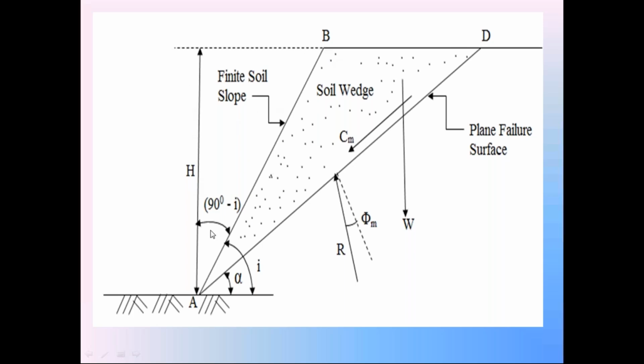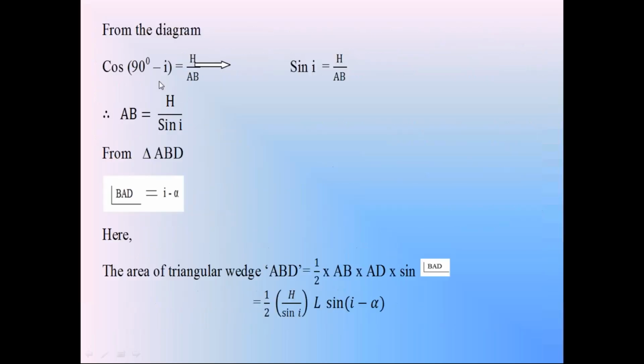So cos(90 minus alpha) is equal to h divided by AB. Cos(90 minus i) is equal to sin i. So sin i is equal to h by AB. So the length AB of the soil slope is equal to h divided by sin i. So this is the length of soil slope AB, h divided by sin i.